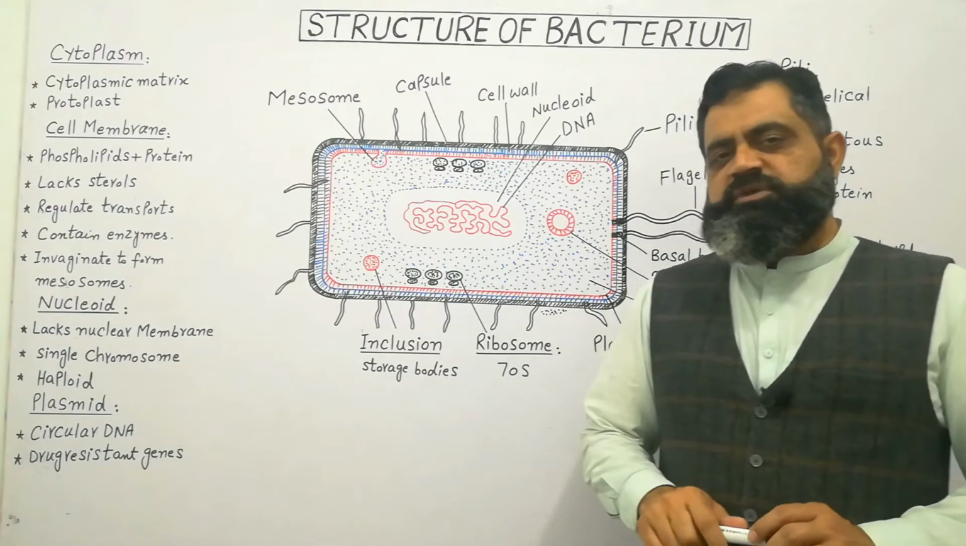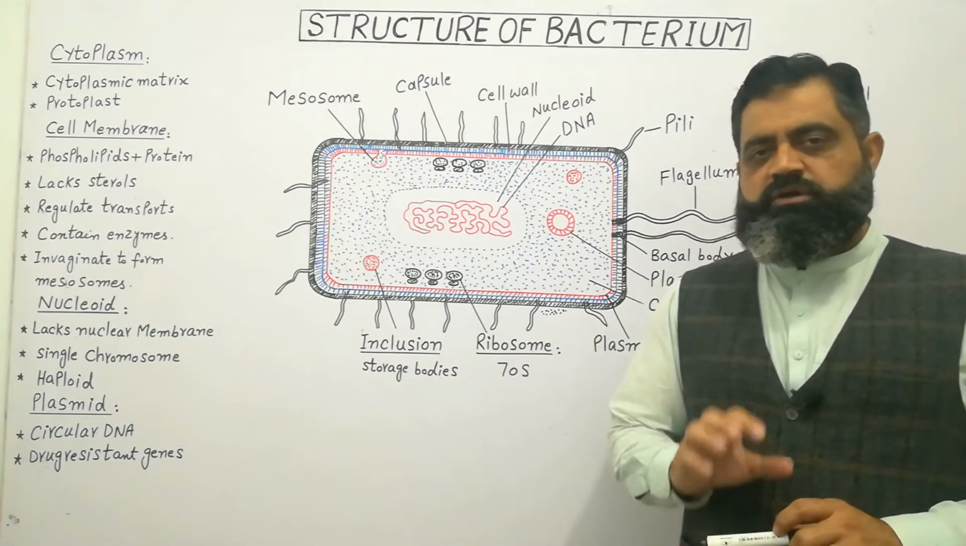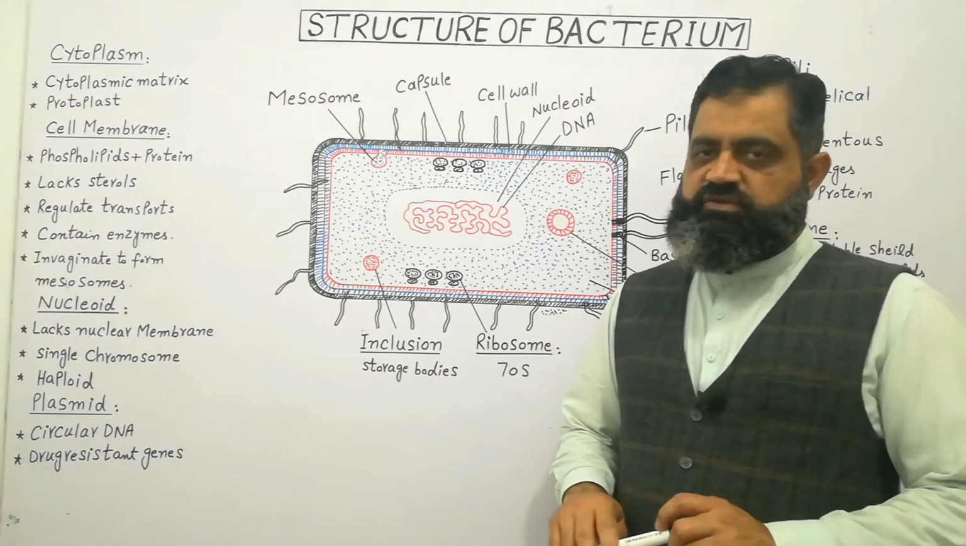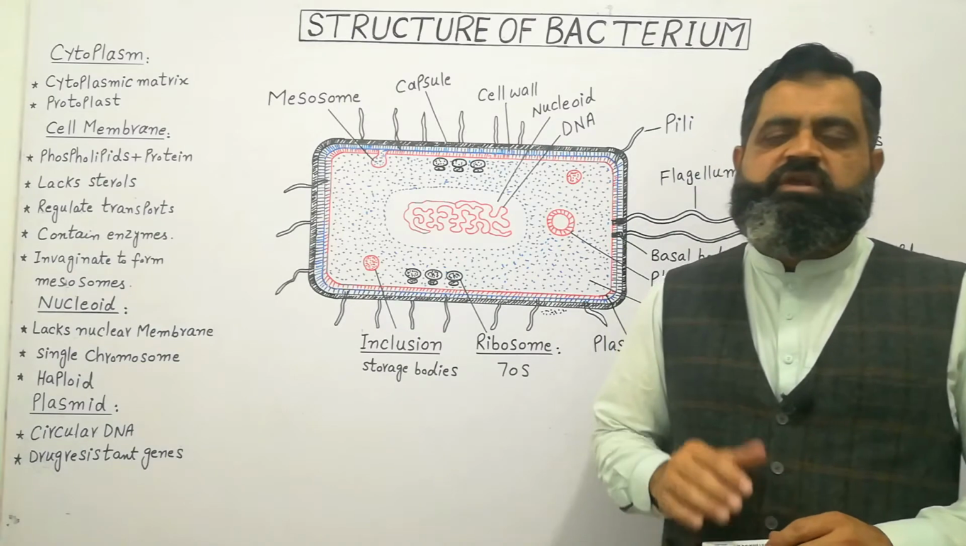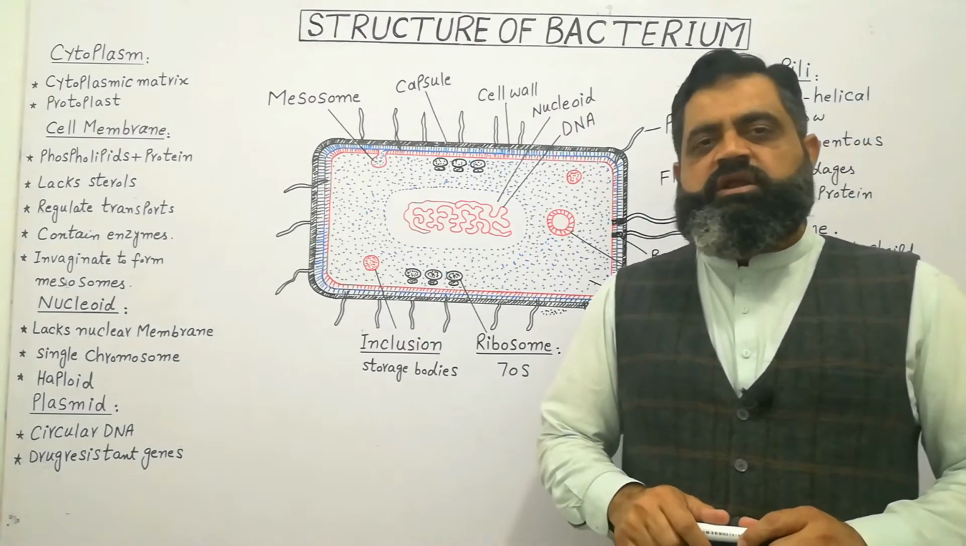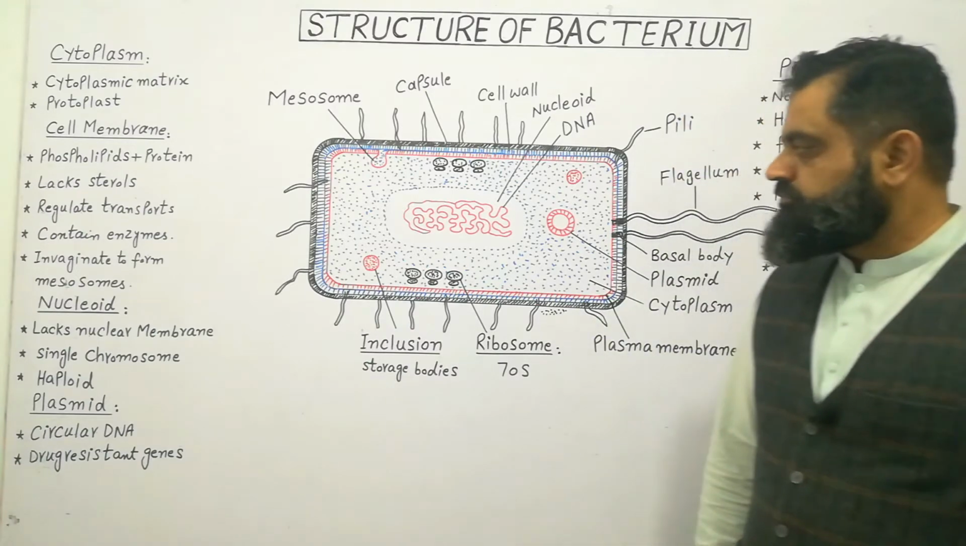Only mycoplasma is a type of bacterium which does not contain a cell wall. All other types of bacteria contain a cell wall. Cell wall is of two types, gram positive and gram negative, and we will discuss types of cell wall and structure of cell wall in upcoming lectures.